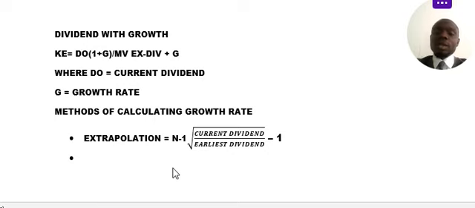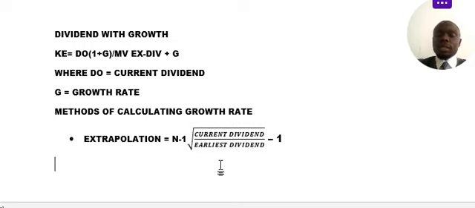So how do we determine the methods of calculating growth rate? There are two methods. One, the extrapolation, also called the geometric mean or historical growth. Now, how do we determine the growth rate? Growth rate will be equal to the (n minus 1)th root of the current dividend divided by the earliest dividend, minus 1, where n is the number of years. Now, let me give an instance here.